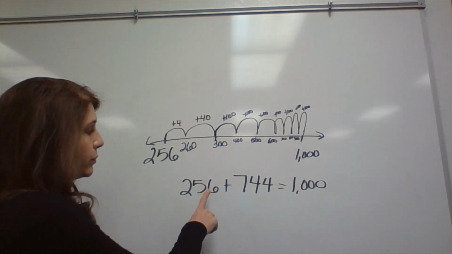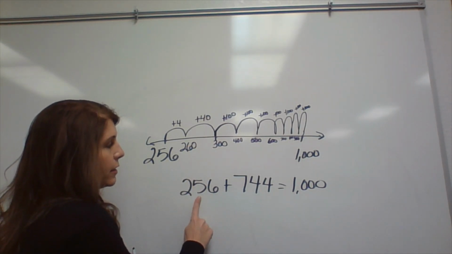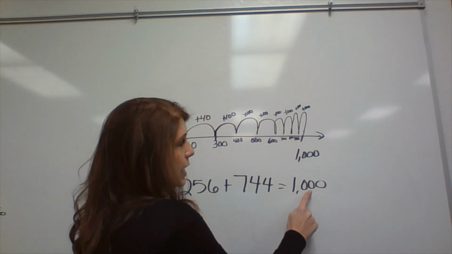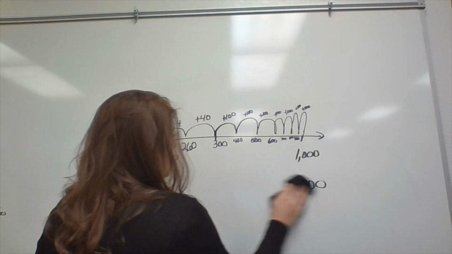So this right here represents this number line. This is my starting point, the first addend. The second addend is shown by whatever I hopped, and then my ending point is the sum or the answer, okay? So let's try another one.